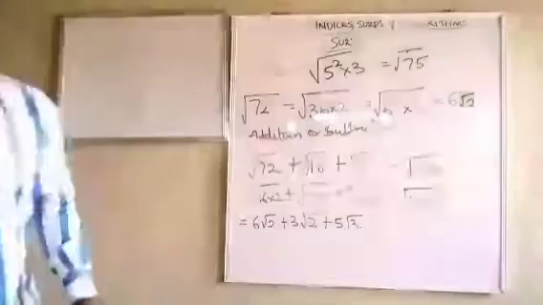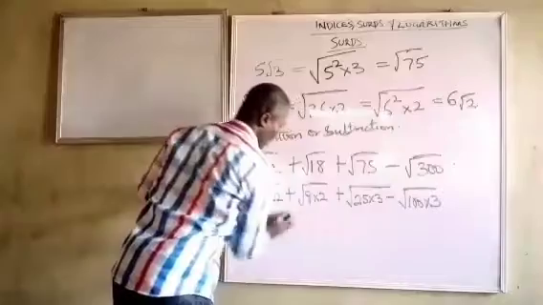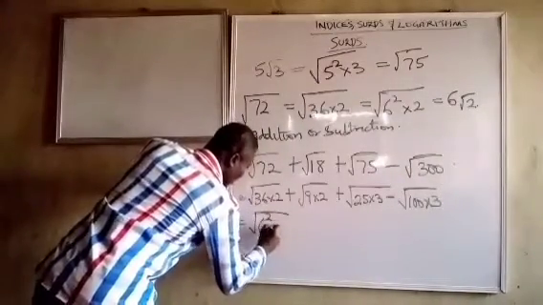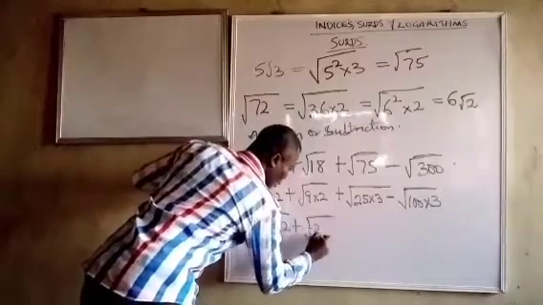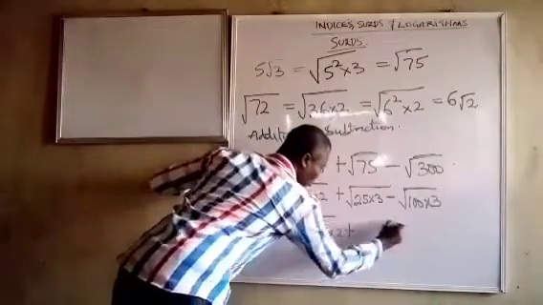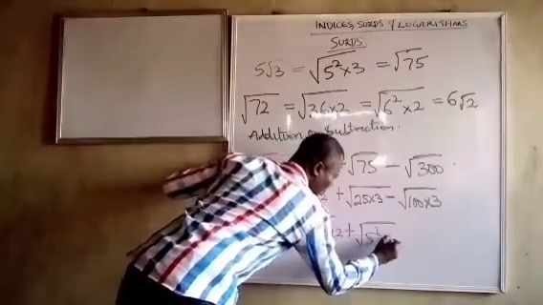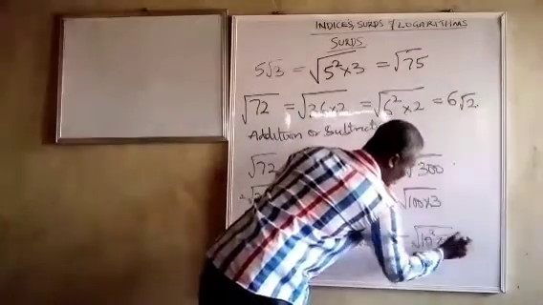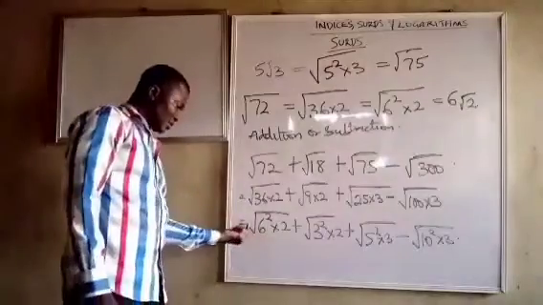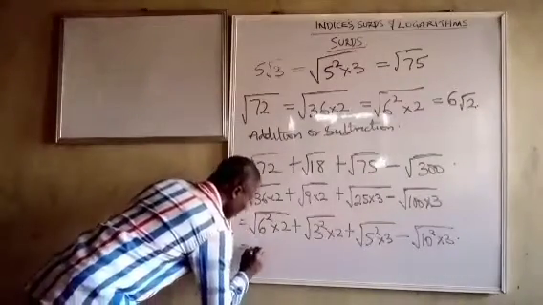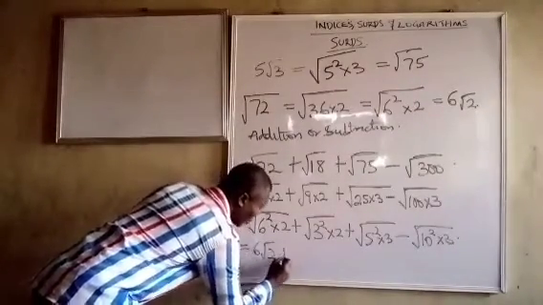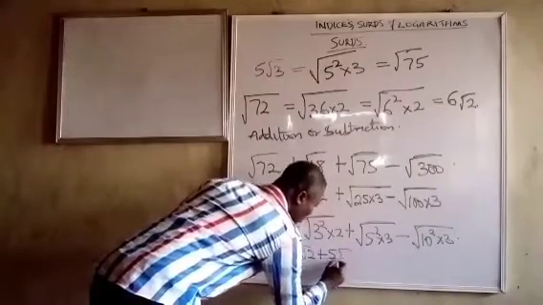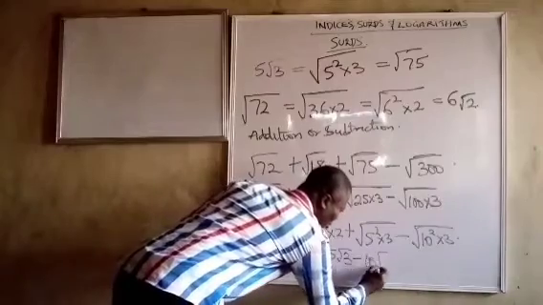Okay, well, let me still simplify it further in case somebody has not gotten it to this stage. It's going to be root of 6 squared times 2 plus root of 3 squared times 2 plus root of 5 squared times 3 minus root of 10 squared times 3. So when this comes out, it becomes ordinary 6, and it's going to give us 6 root 2 plus 3 root 2 plus 5 root 3 minus 10 root 3.